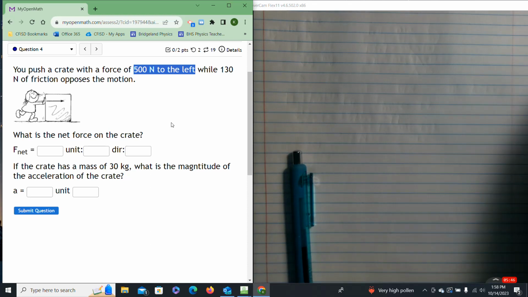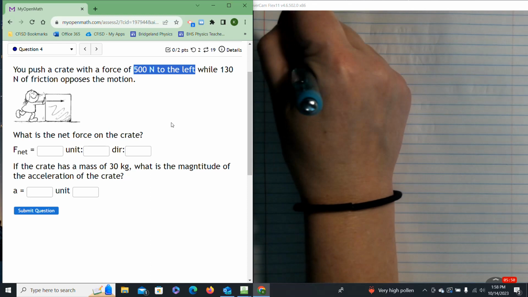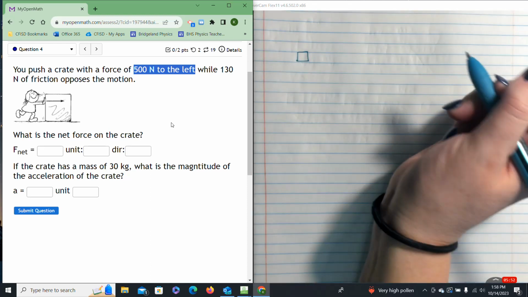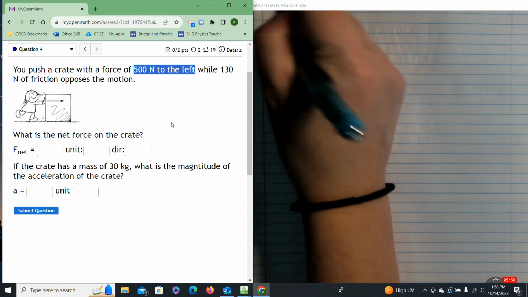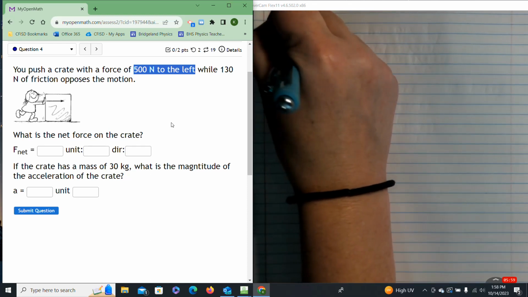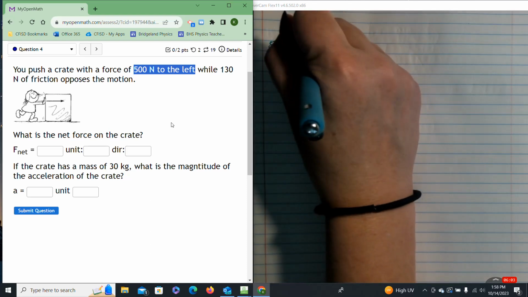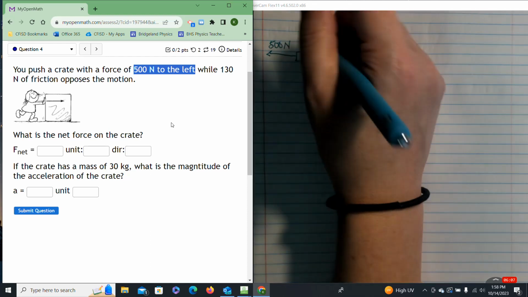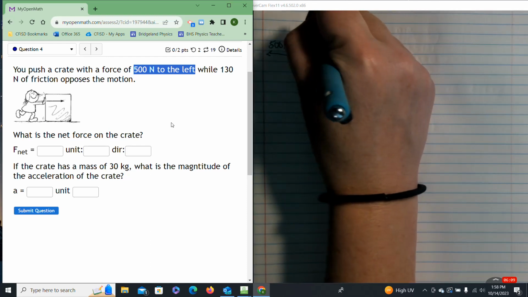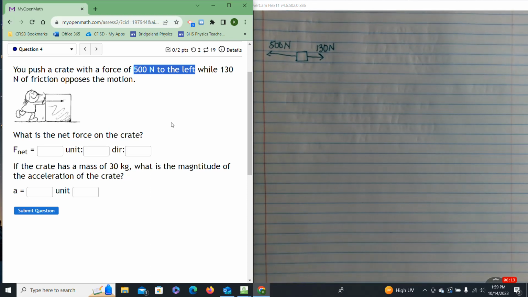So let's go ahead and draw a free body diagram. In my free body diagram, I'm going to need to show that I have forces acting on this of 500 newtons to the left, and then I have 130 newtons opposing the motion. Again, friction is always opposing the motion of the object, so it's going to be in the opposite direction, but this will be my force of friction. 130 newtons in the opposite direction means to the right.